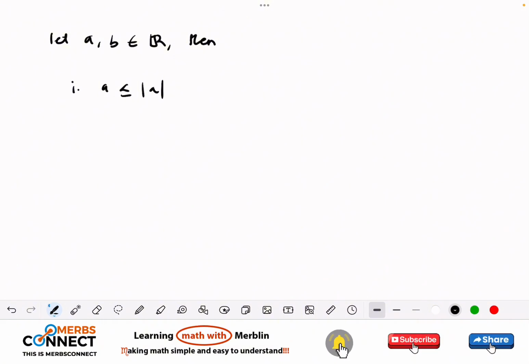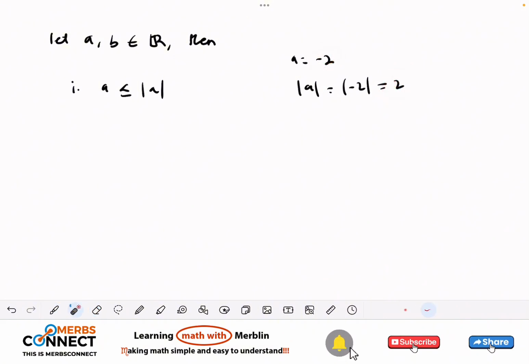For example, if a is equal to -2, then what is the absolute value of a? It's the absolute value of -2, which is 2. So you see that -2 is less than or equal to this. The reason we are adding equal to is that a can be positive. If a is 2, then the absolute value of 2 is still 2, so it will be less than or equal to 2. That's very simple to prove.